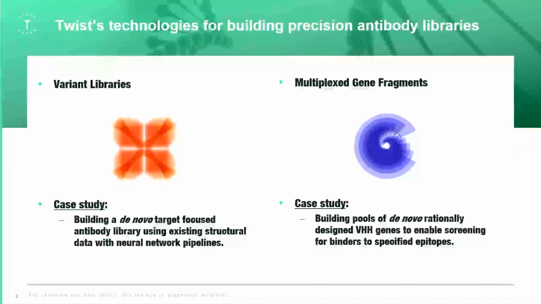But I also want to focus on a new product that's come out of Twist called Multiplex gene fragments, which is essentially a pool of gene fragments where we can build, for example, exact V-gene sequences as a pool. And I've got a case study here looking at de novo rationally designed VHH genes and how we've helped to build such libraries using the multiplex gene fragments.